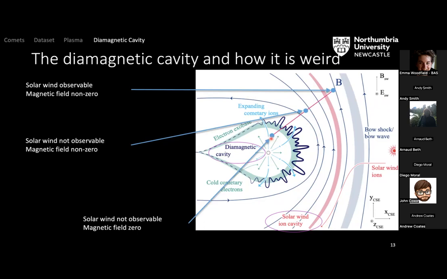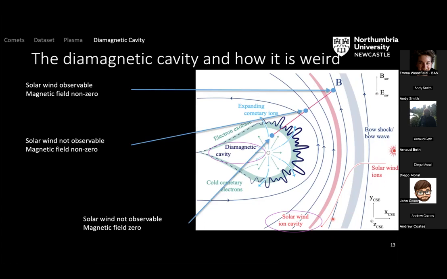Then we move even further inside into the diamagnetic cavity, where the magnetic field is 0 because it's being pushed out. And we still don't observe any solar wind ions because they all flow around this inner region. And that's roughly what we expect to see.